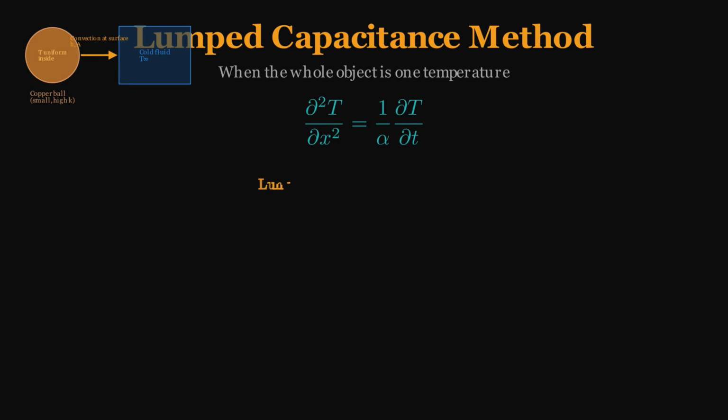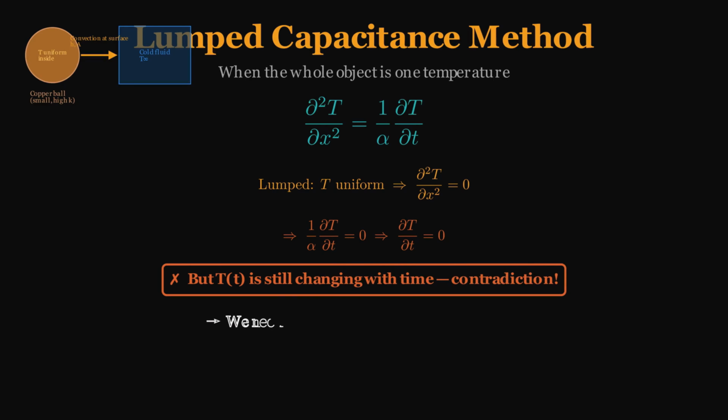Let's check whether our transient governing equation still applies here. The left-hand side, the second derivative of temperature with position, describes how temperature varies across the object in space. But in a lumped system, temperature is uniform throughout, there is no spatial variation at all. So this term becomes 0. If the left side is 0, then the right side, 1 over alpha times the rate of change of temperature with time, must also be 0.